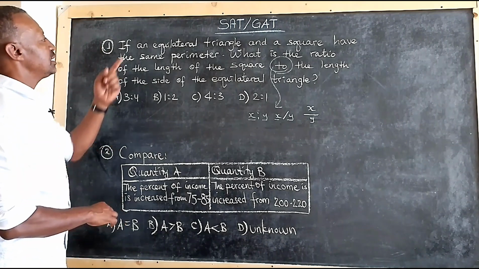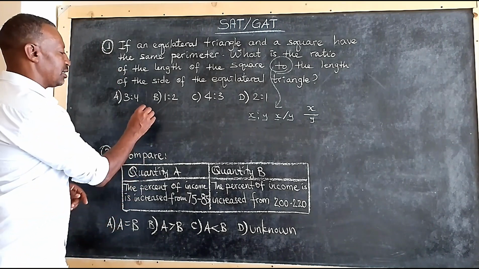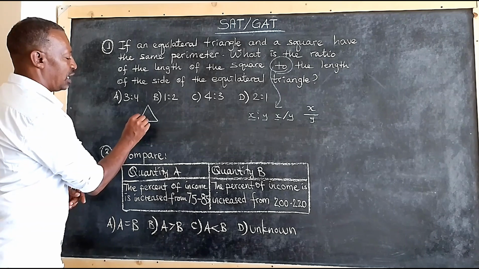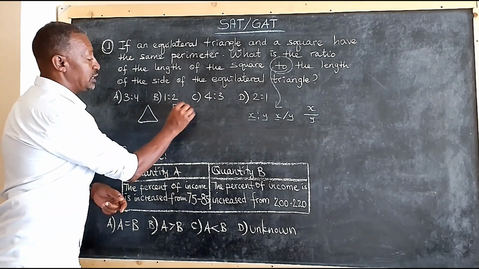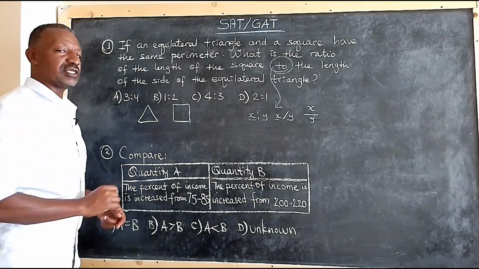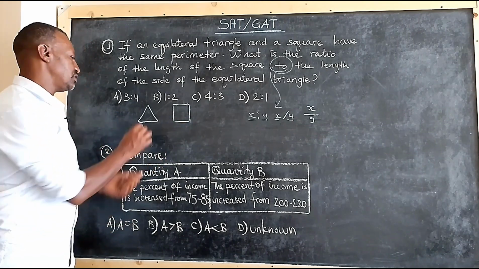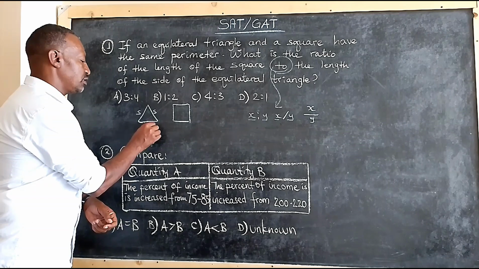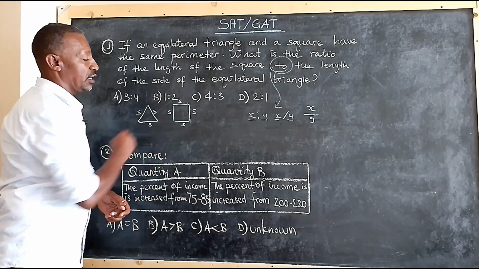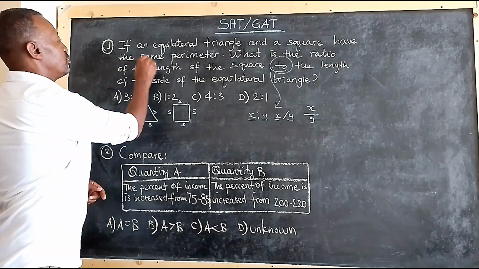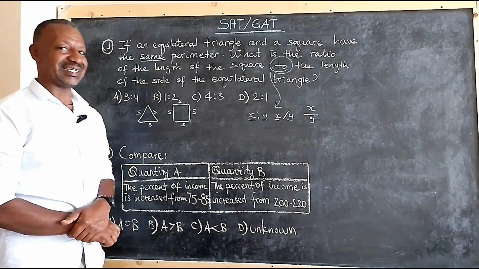Let's do this. It says equilateral triangle. An equilateral triangle means all sides are equal. And the square, as you obviously know, also has all sides equal, which means these sides are equal, and these sides are equal. And the equation is that both of their perimeters are the same.